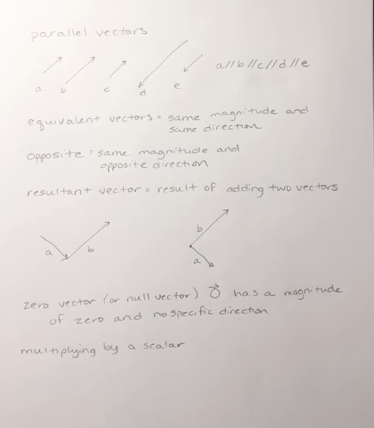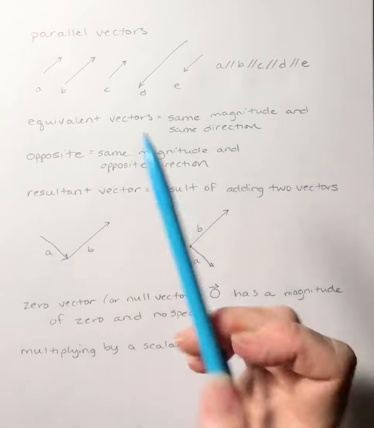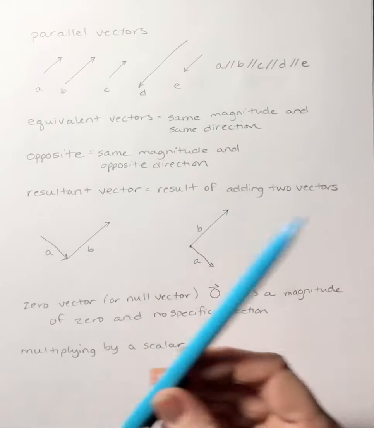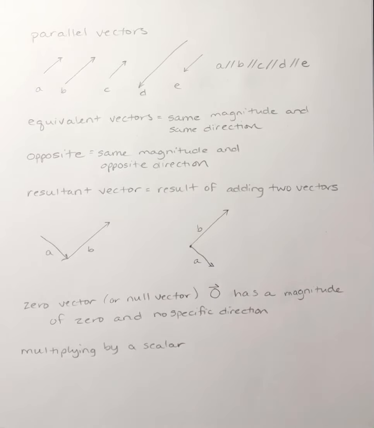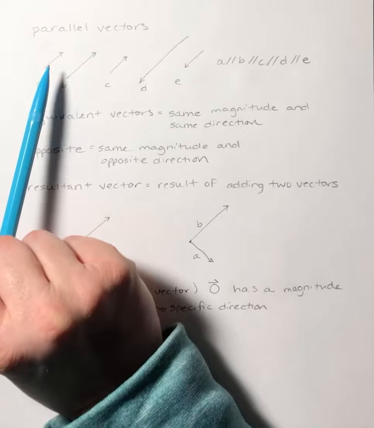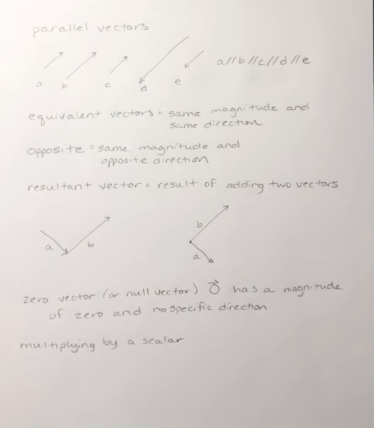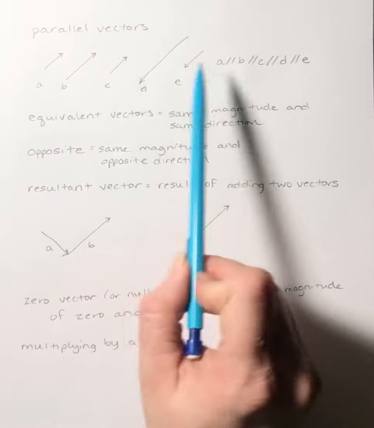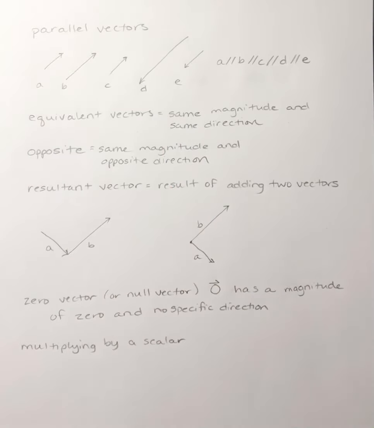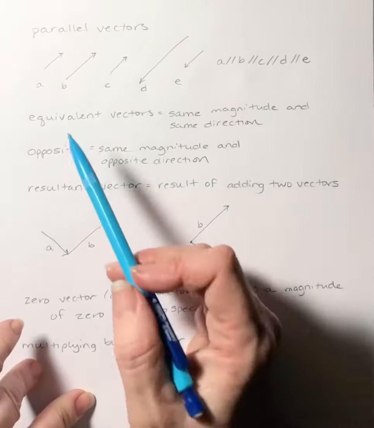All right, here's a bunch more information about vectors. First thing we have is parallel vectors. Parallel vectors are just like parallel lines. If you want to think of them having the same slope, that's exactly the concept. The direction and the magnitude do not matter though. So all of these, A, B, C, D, and E, are considered parallel vectors.